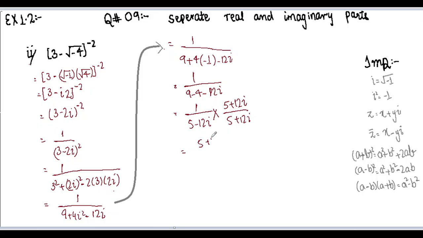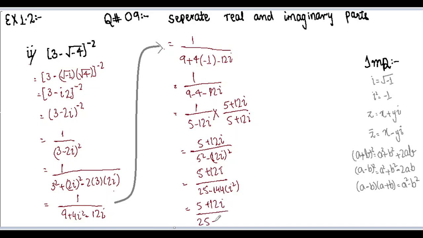1 into 5 plus 12 iota gives us 5 plus 12 iota divided by 5 minus 12 iota into 5 plus 12 iota. It gives us a minus b into a plus b, which is equal to a square minus b square, where a is 5 and b is 12 iota. So 5 square minus 12 iota whole square. 5 square gives us 25, minus 12 square gives us 144 into iota square. Now what is iota square equal to? It equals -1, so we use this value over here: 5 plus 12 iota divided by 25 minus 144 into -1.